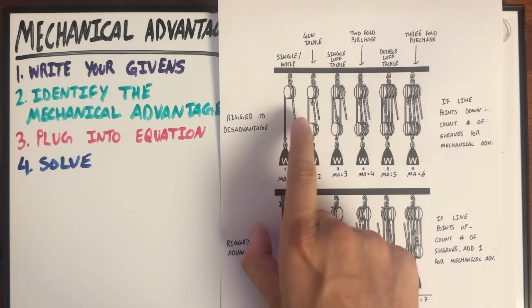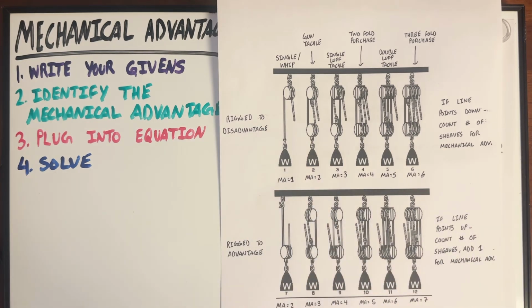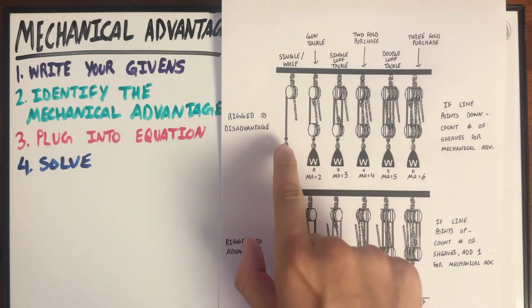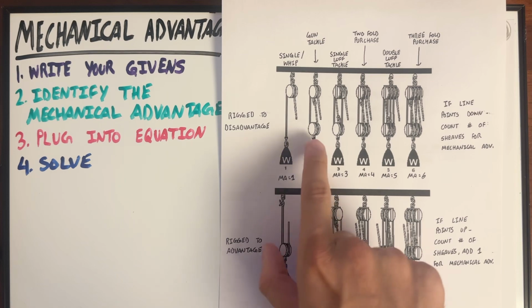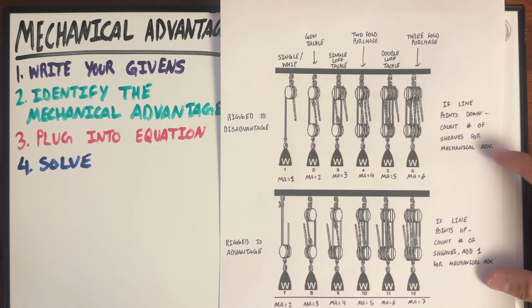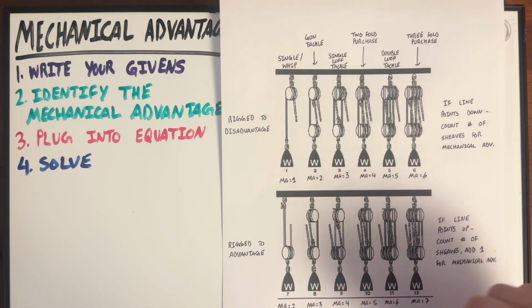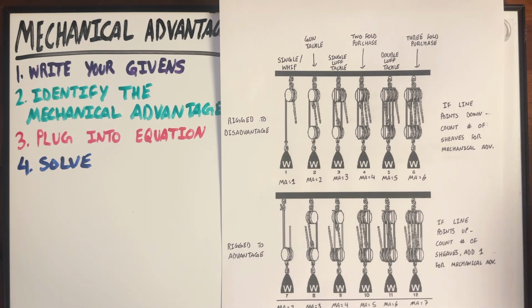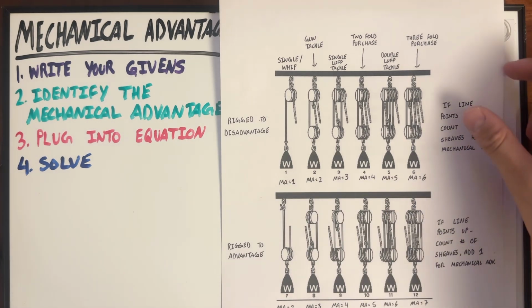When the end of the line is pointing downwards, that means that you just have to count the amount of sheaves for your mechanical advantage. 1 sheave, the line's pointing down, mechanical advantage is 1. 2 sheaves with the line pointing down, your mechanical advantage is 2, so on and so forth. 5 sheaves with the frayed end pointing down, mechanical advantage of 5.